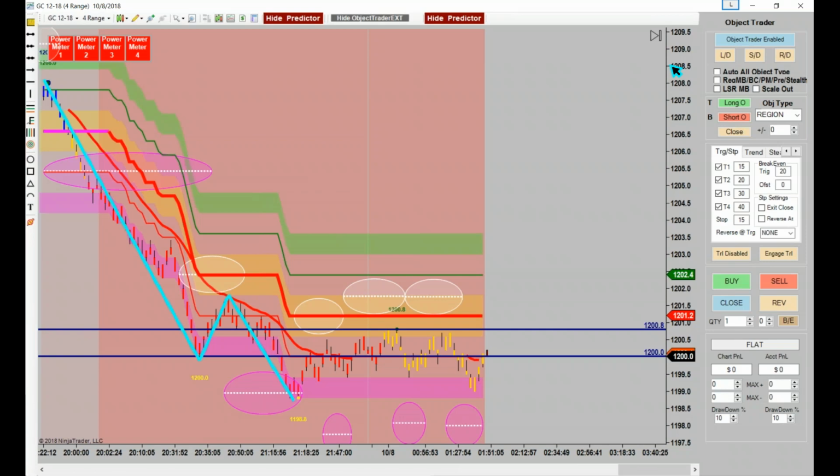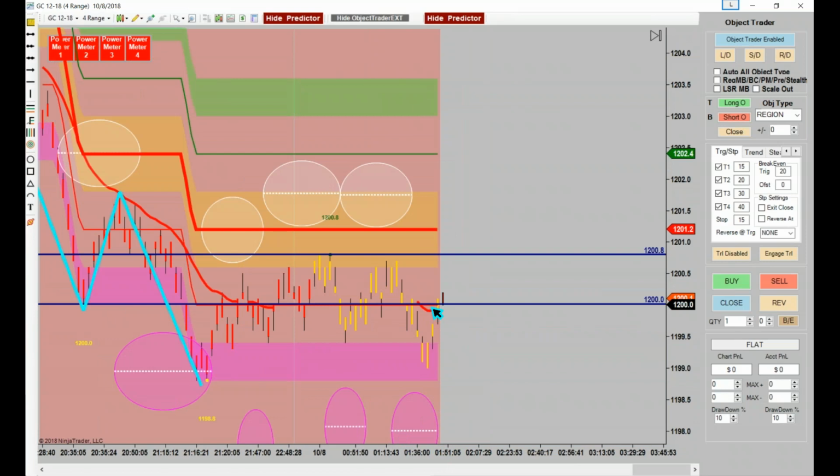Break and close below stealth and line 6 or line 2. Now, Brian, basically, let's see. We have a stealth right here. See it? Right here. It has closed above it, and it has closed above line 2. So that does meet our criteria for a short, doesn't it?